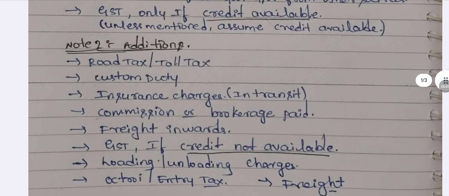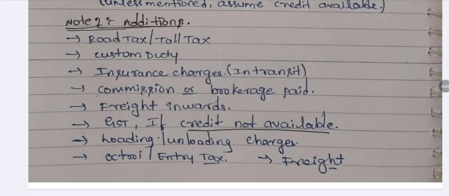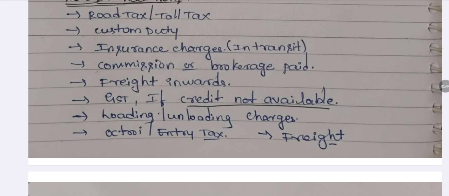Then after deducting the above items, you should add some items like road tax, toll tax, customs duty, and insurance charges, only in case of transit. Then commission, brokerage paid, freight inwards, and GST credit not available, you should add to the purchase price. Remember this point, mostly some students get it wrong. Then loading charges, unloading charges, octroi, and entry tax should be added.